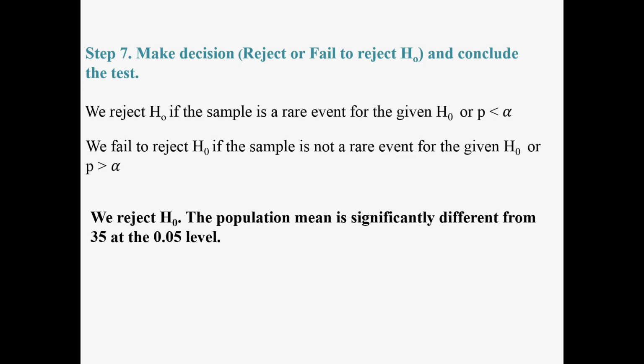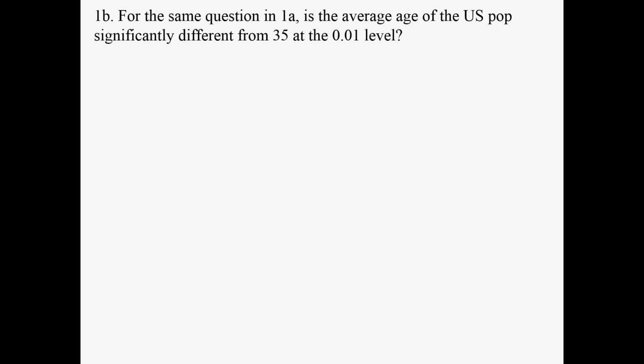Now let's move on to the next question, 1b. For the same question as in 1a, is the average age of the US population significantly different from 35 at the 1% level? Compared with question 1a, the only difference here is that for 1b, we adopt a different level of significance. It dropped from 5% to 1%.